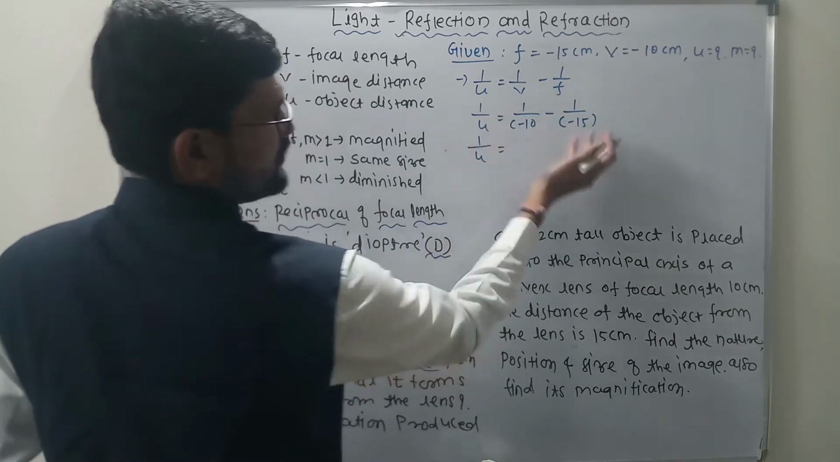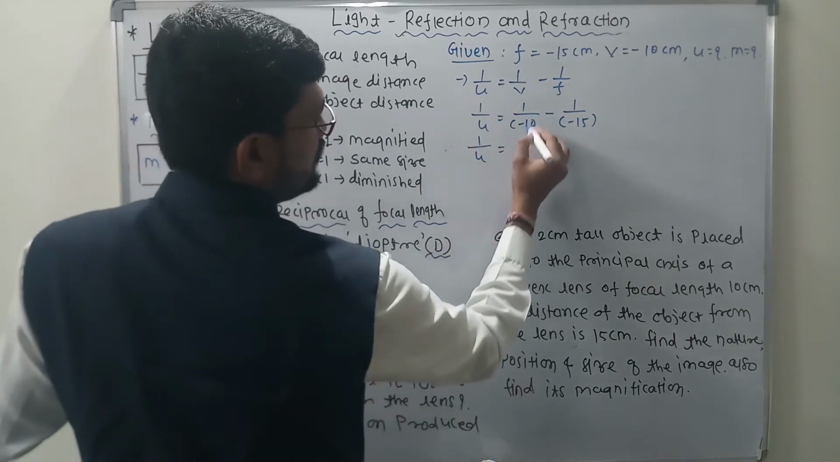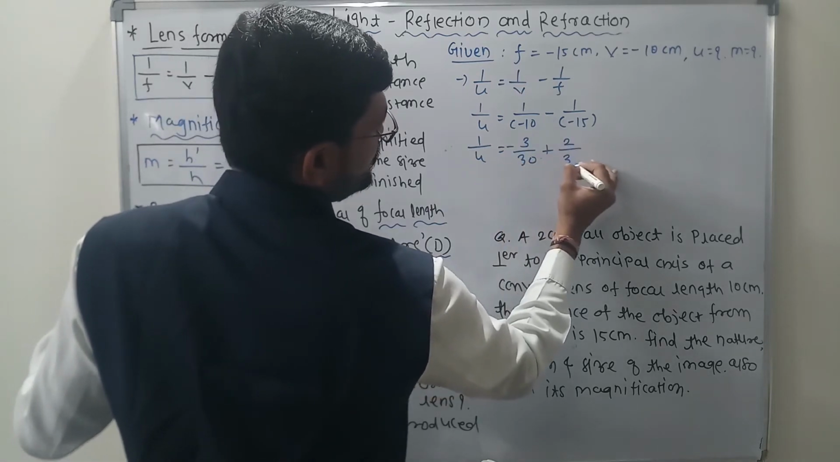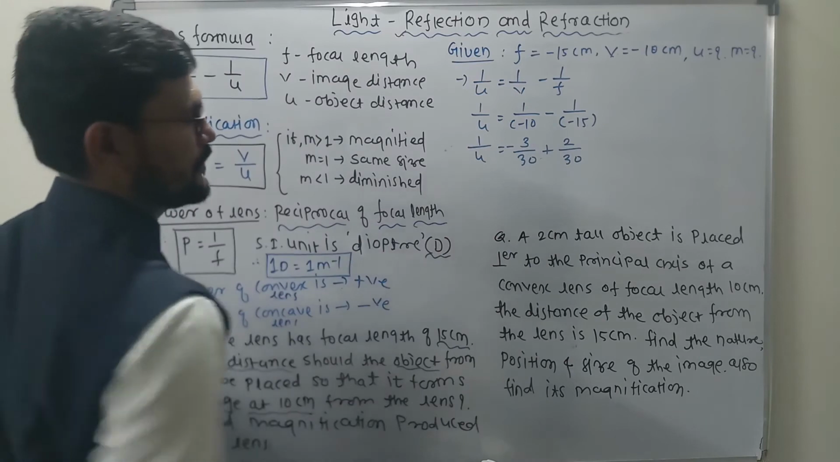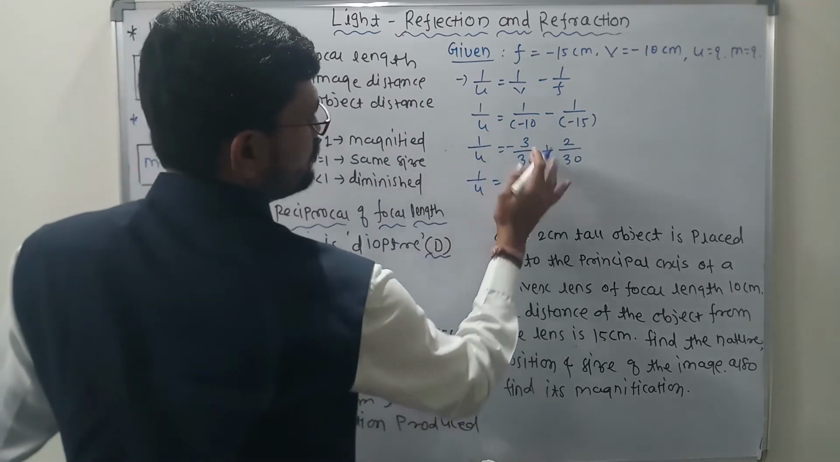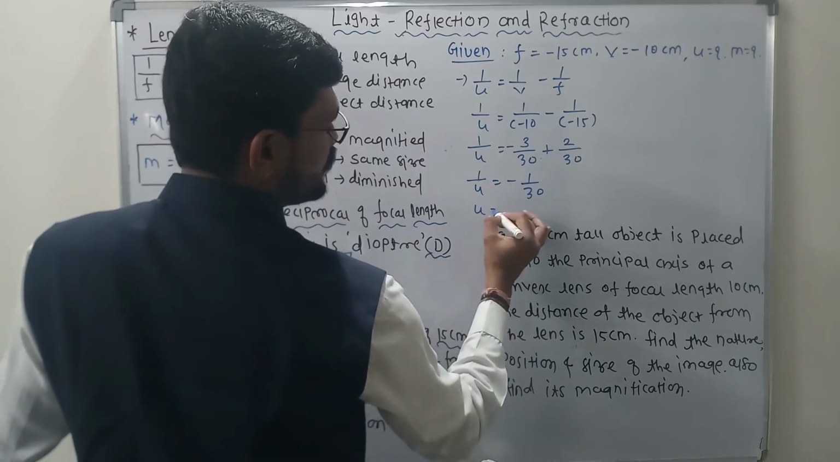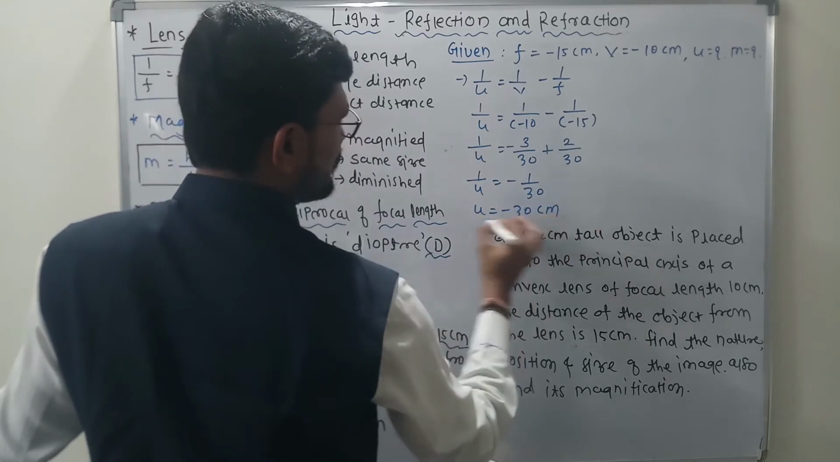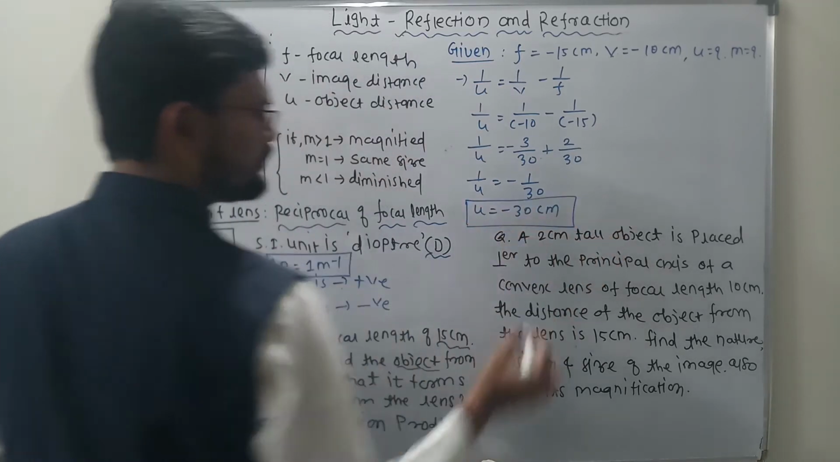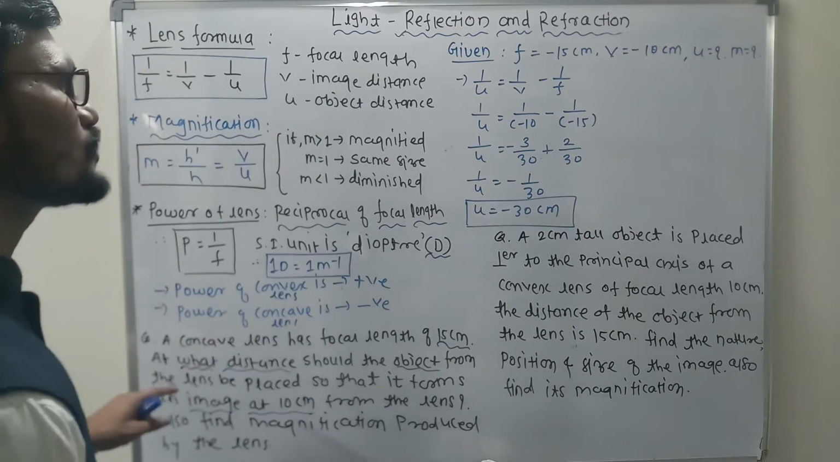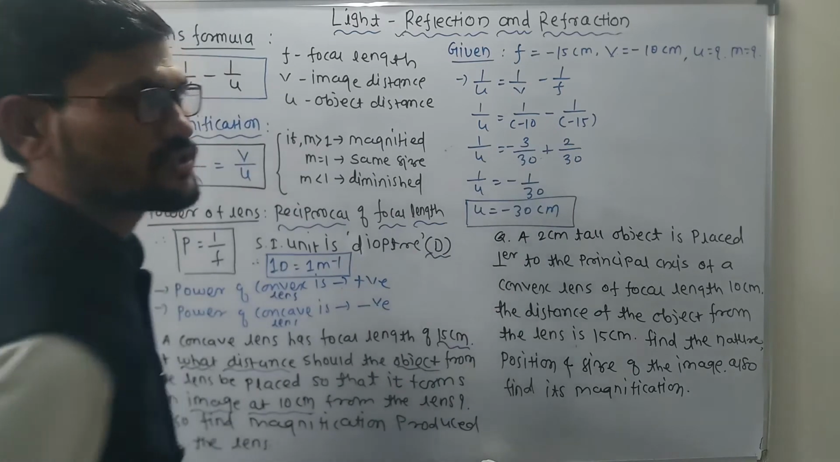1 by u is equal to, I am just making the conversion. Minus 3 by 30 and plus 2 by 30. I have made the denominator common. So 1 by u is equal to minus 3 plus 2, which is minus 1 by 30, which means u is equal to minus 30 centimeter. So where should we keep the object? At a distance of 30 centimeter from which lens? The concave lens, so that the image will form at a distance of minus 10.